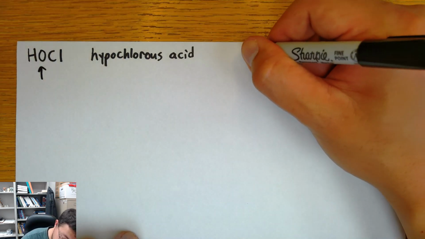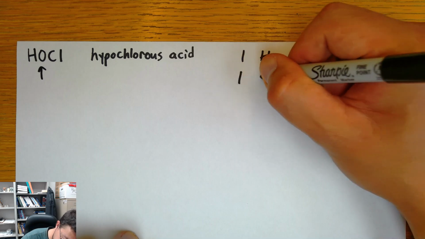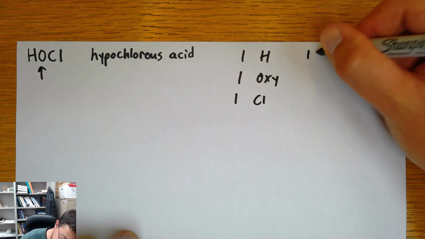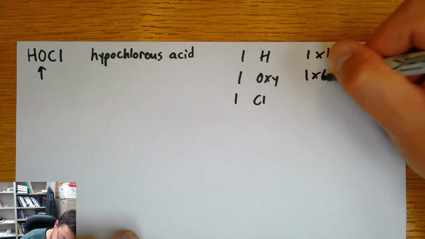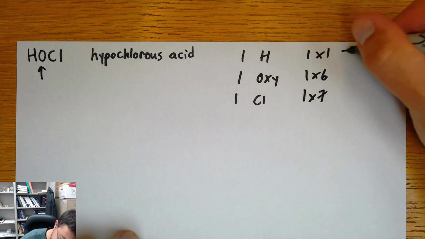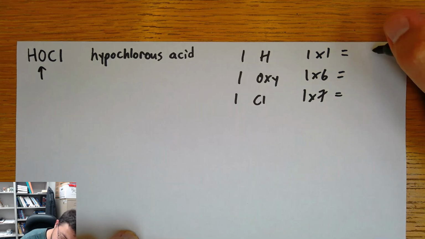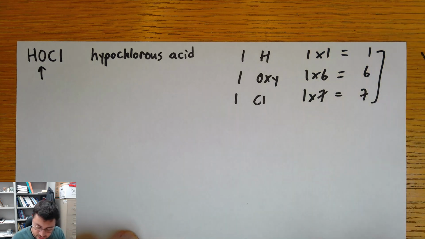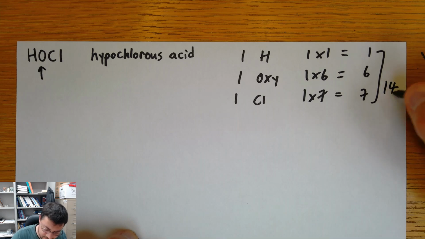All right, we got 1 hydrogen, 1 oxygen, 1 chlorine. 1 times 1, 1 times 6, 1 times 7. 1, 6, 7. So that totals to 14 again.